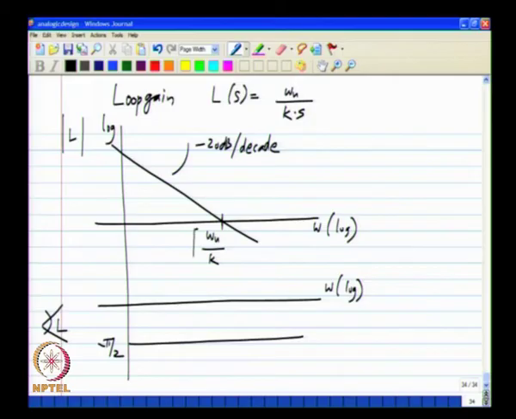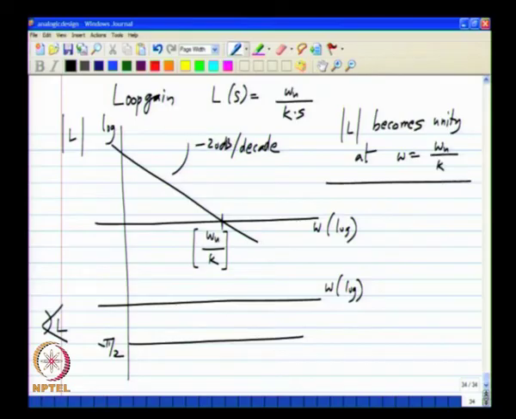So the magnitude of L becomes unity at omega equals omega u divided by K. Okay. So again you see this quantity omega u divided by K, but so what? The unity gain frequency of the loop gain happens to be omega u by K. What physical significance does this have? Actually this has tremendous physical significance.